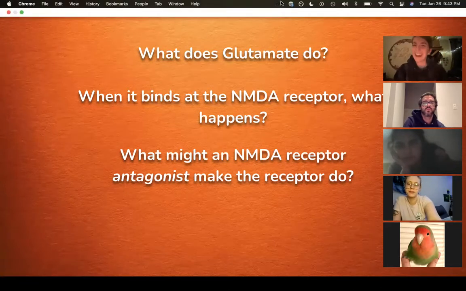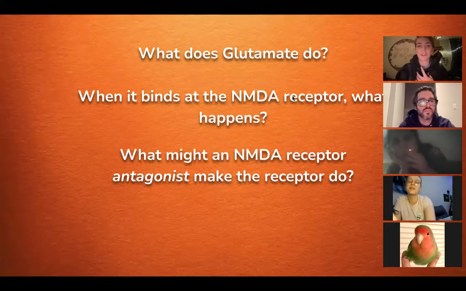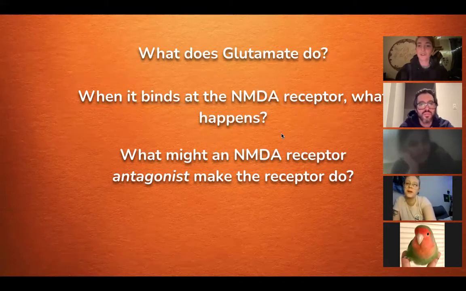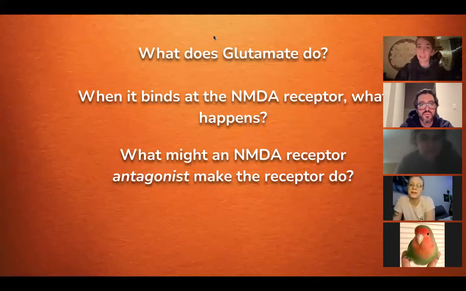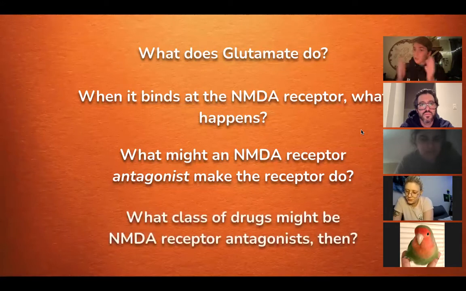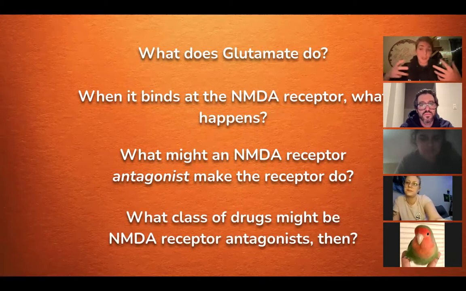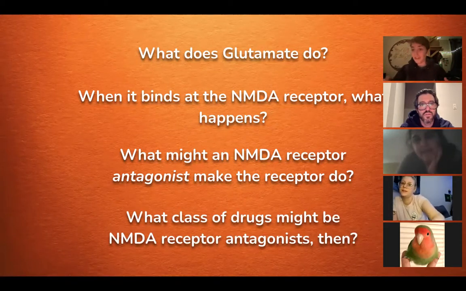What might an antagonist do at that receptor? It blocks the door to glutamate. Yes, it prevents glutamate from binding. It does not allow communication to take place. That's right. I know this is confusing, which is why we're going over this. So what class of drugs would be NMDA receptor antagonists? Dissociatives, exactly.